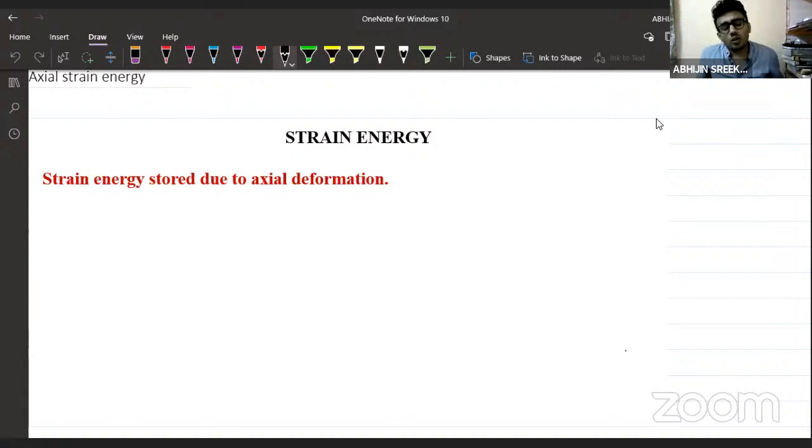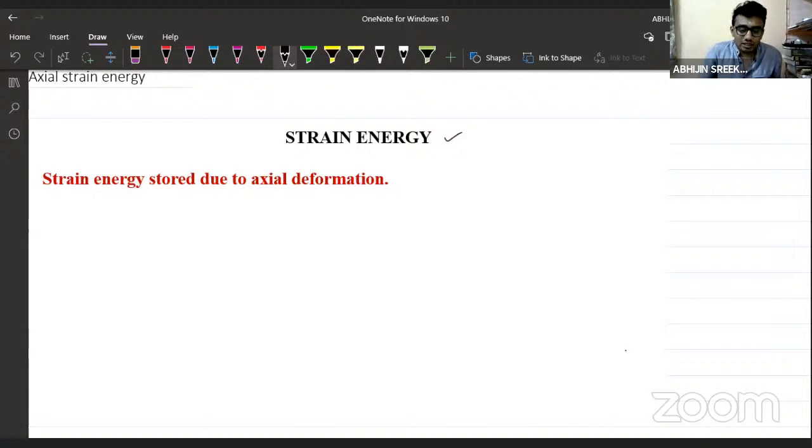in the member. What I'm trying to say is, when the member is undergoing some deformation, it can be bending deformation or it can be axial deformation, whatever it is. When the member undergoes some deformation, some kind of energy will be stored inside that body while undergoing that deformation. That is called strain energy. So what is the strain energy stored in an axial member while undergoing axial deformation? That is basically the question which we have seen right now.